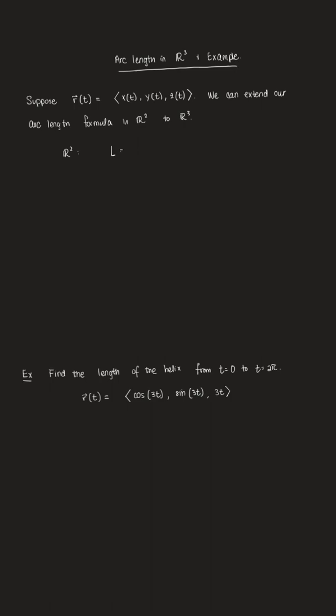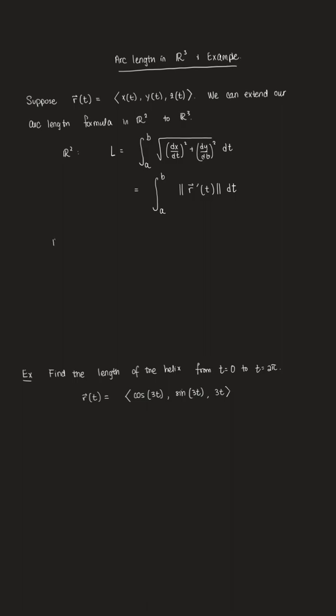was the length of the curve, the integral from a to b. We saw this was the square root of the derivative of x with respect to t squared plus the derivative of y with respect to t squared dt. And we noticed that the square root of each derivative squared was actually the magnitude of our derivative vector, r prime of t. So this was in 2 dimensions.